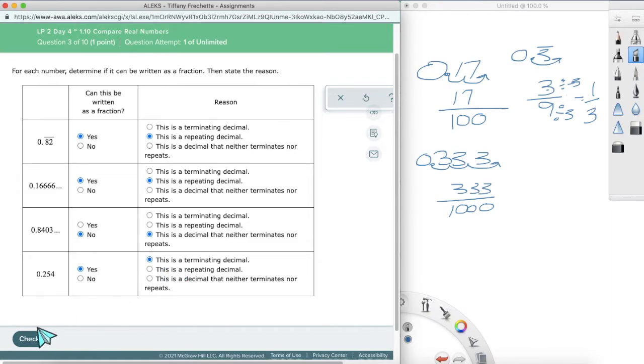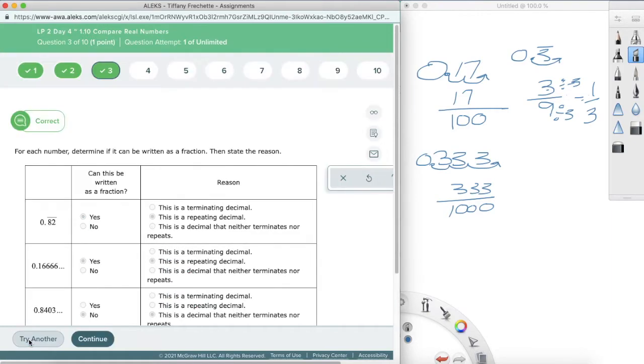All right, let's go ahead and check it and hope we're good to go. Yay, we did that one good. So again, this was just practice in whether you understand how to turn a decimal into a fraction and the 3 options that are presented to us there.